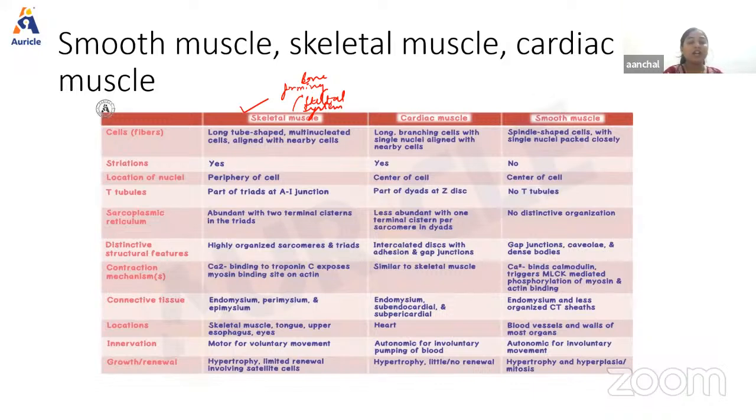Next we have the cardiac muscles. As the name suggests, cardiac muscles are found in the heart. They form the musculature of the heart.